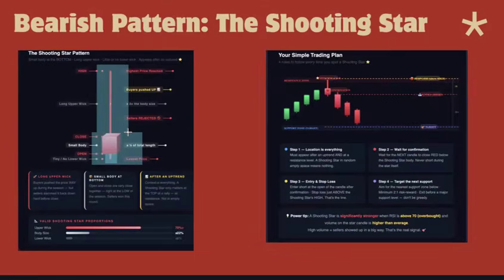Four-step trading plan. Location is everything. So it must appear after an uptrend and at the resistance level. Wait for the confirmation candle. The next candle should be red and close below this. Entry at the close of the confirmation candle and target is your next support zone.